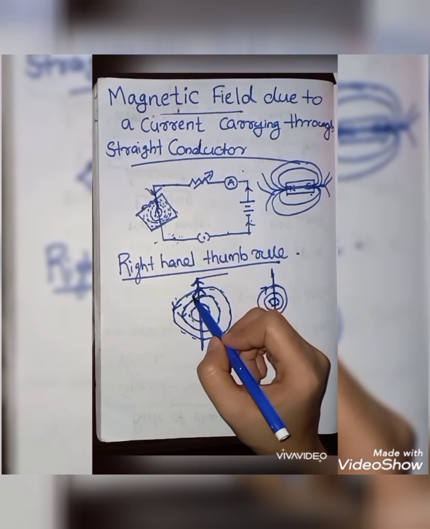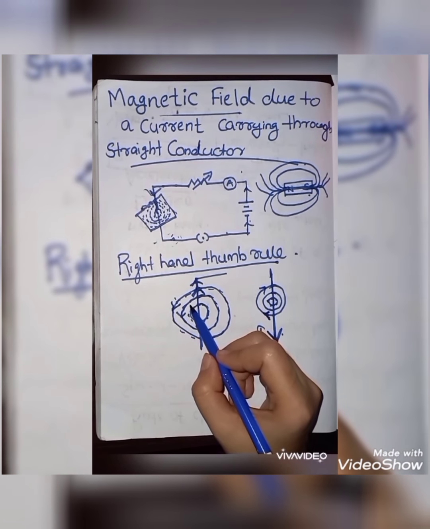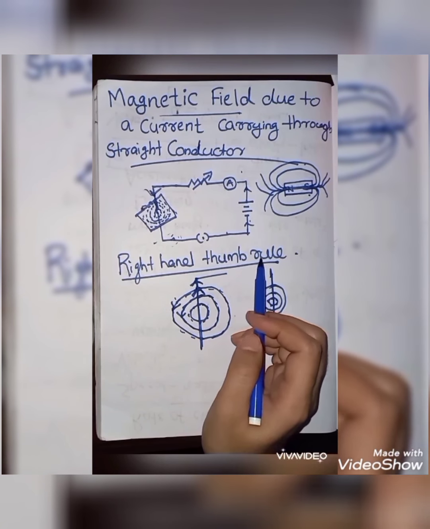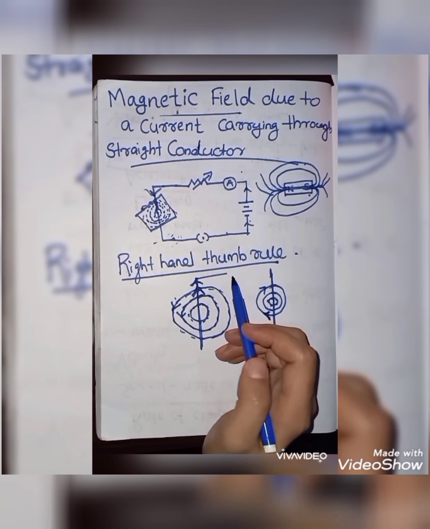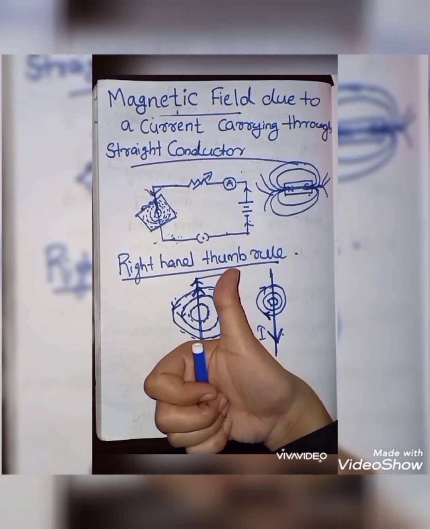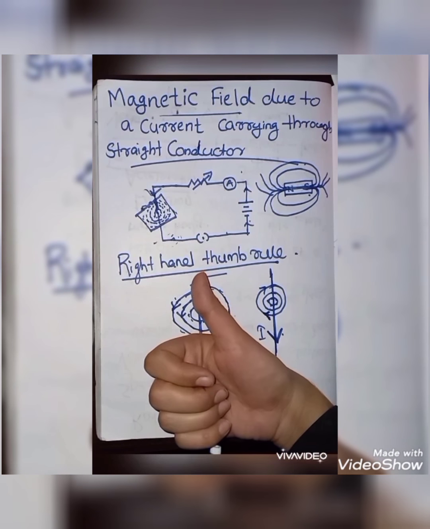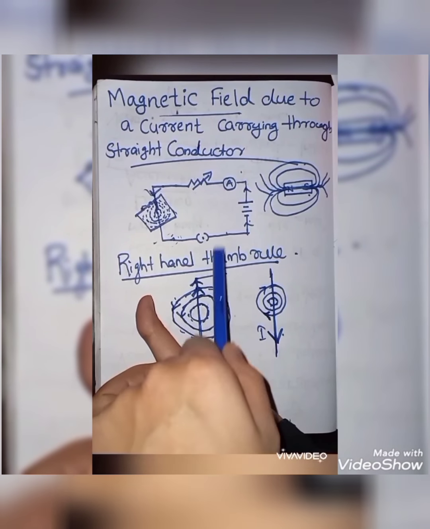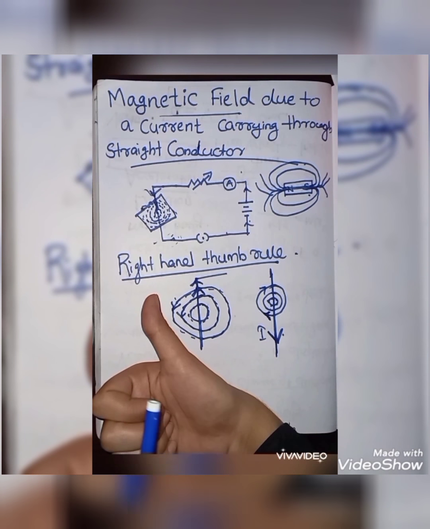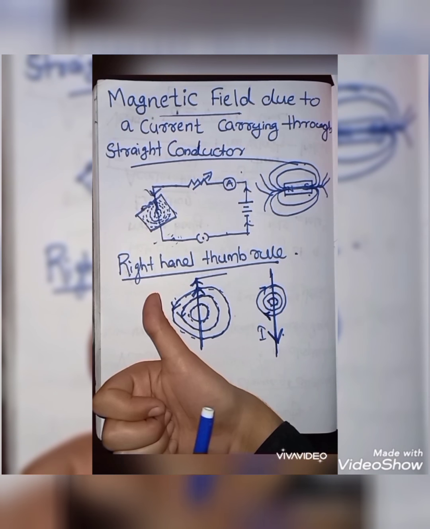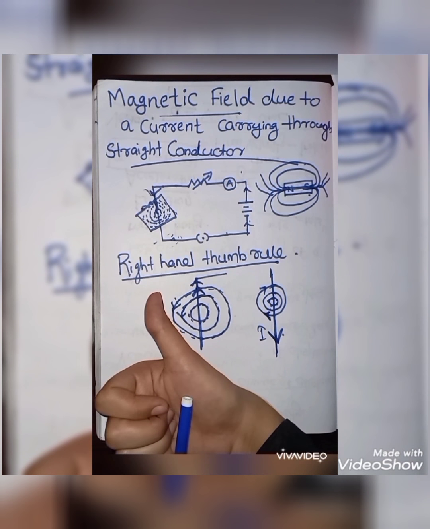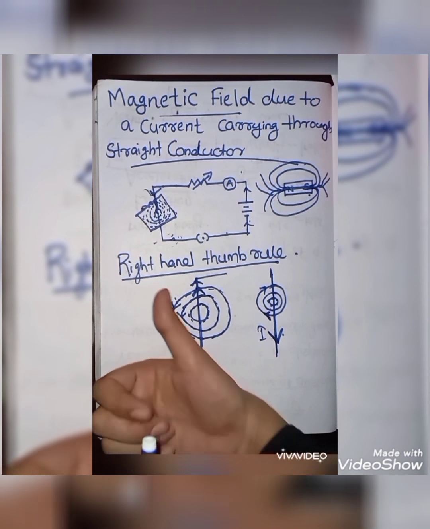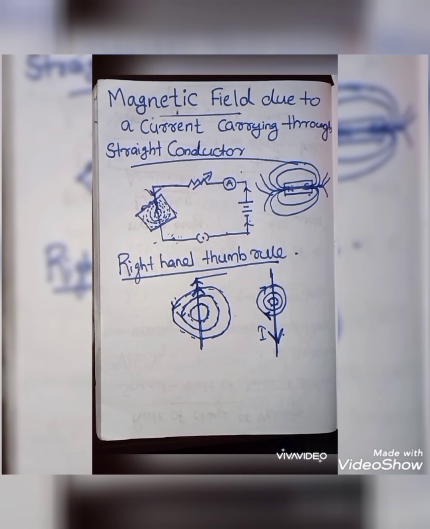When the current flows in the upward direction, the direction of magnetic field lines is like this. What is the right hand thumb rule? Imagine that you are holding a current carrying conductor in your right hand such that the thumb points towards the direction of current, and then your fingers will wrap around the conductor in the direction of the field lines of the magnetic field. This is known as the right hand thumb rule.